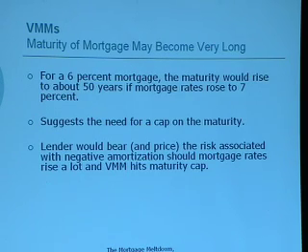So in VMMs, the mortgage's maturity can become very long. For a 6% mortgage, the maturity would rise to about 50 years when the rates rise to 7%. This suggests a need for a cap on maturity. The lender would have to bear and price in the mortgage contract the risk associated with negative amortization should mortgage rates rise a lot and the maturity hit its cap.